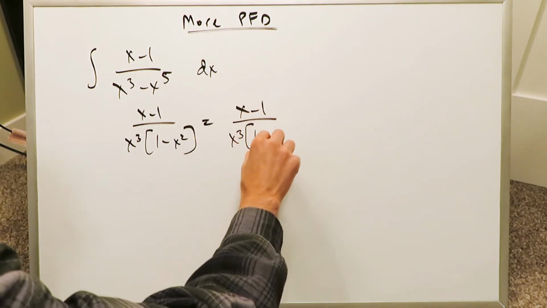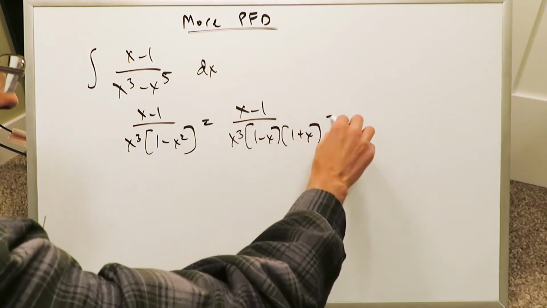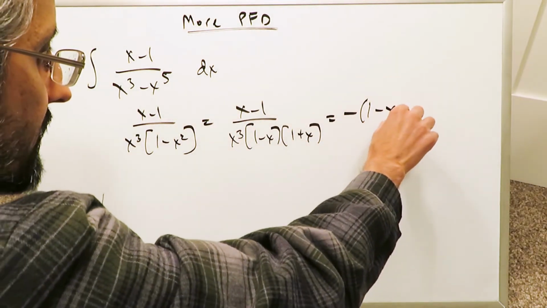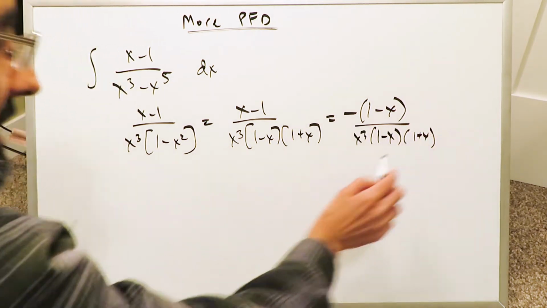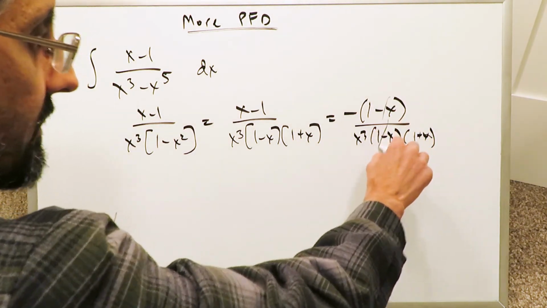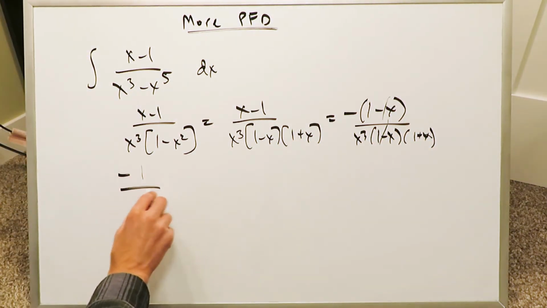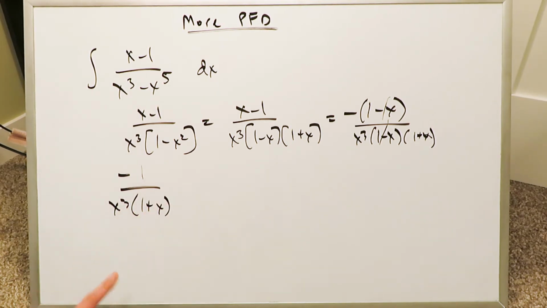I have 1 minus x here and I have 1 plus x. I can multiply this numerator by a minus, flip one of these numerator items and cancel it with one of these denominator items and make everything even more simplified. You see, this will cancel out with that. I'll end up having minus 1 over x cubed times 1 plus x. That's what I'll get.